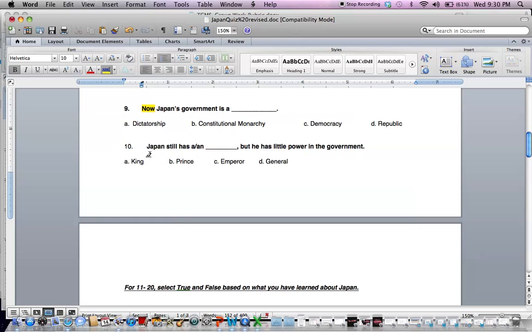Number 10. Japan still has a blank, but he has little power in the government. So Japan still has a A, king, B, prince, C, emperor, D, general. Okay.